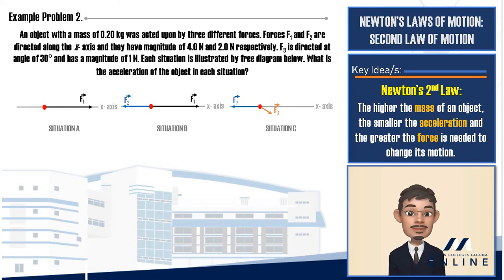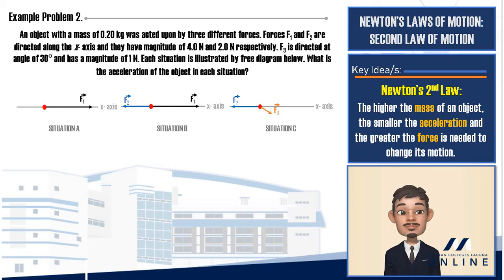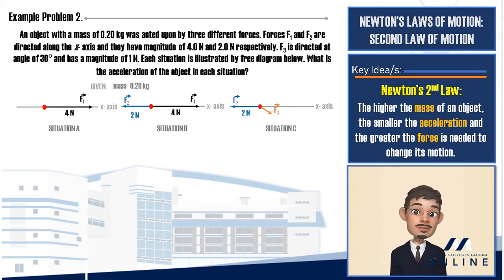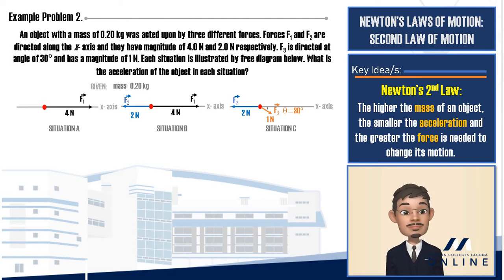Let us analyze the problem. A single object with a mass of 0.2 kg was acted upon by three different forces with values of 4 newtons, 2 newtons, and 1 newton. Two of these forces, F sub 1 and F sub 2, lie on the x-axis, while the third force is directed at an angle of 30 degrees. We have three free body diagrams below the problem where the dot represents our object and the arrow is the force.